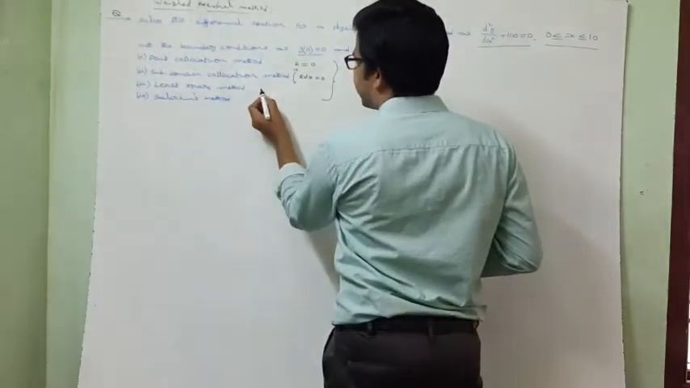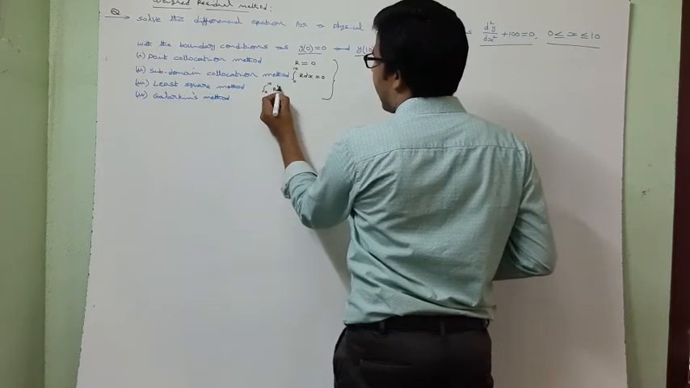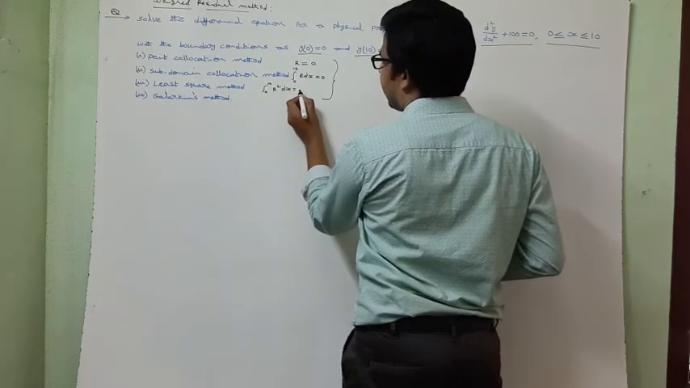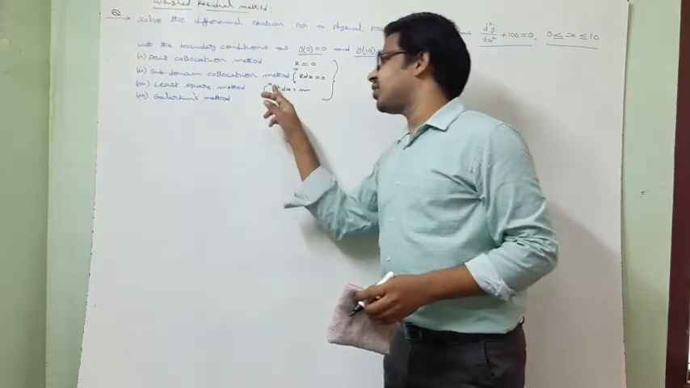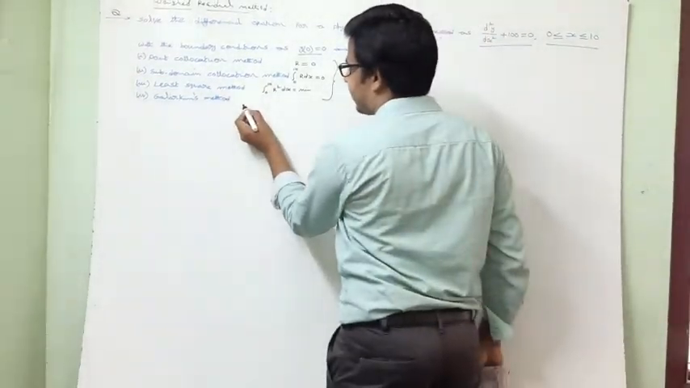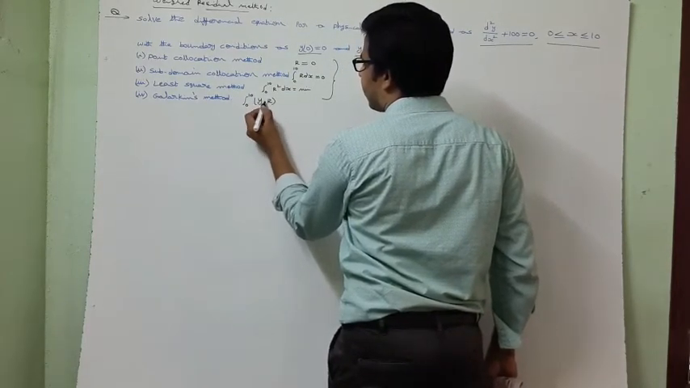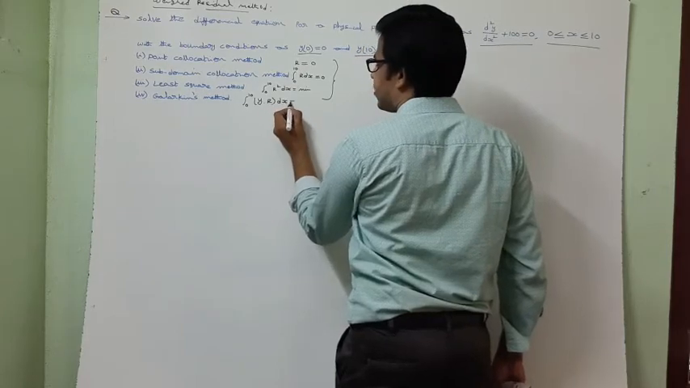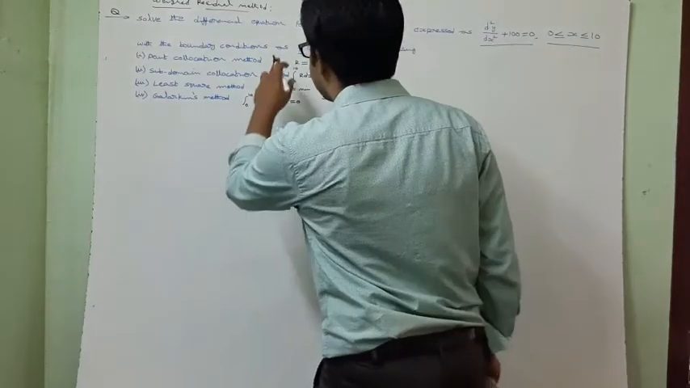Then the least square method: the integral from 0 to 10 of R² dx is equal to a minimum. And the Galerkin method: the integral from 0 to 10 of y R dx is equal to 0. These are the formulas for the point collocation method, subdomain collocation, least square method and Galerkin method.